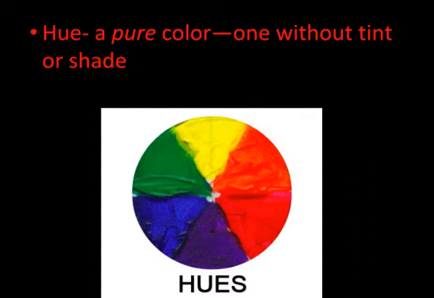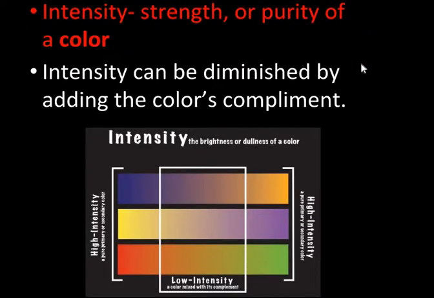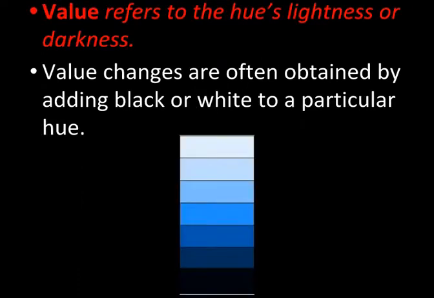And hue is simply the pure color, or one without any tint or shade. So that would be a pure red, or a pure blue, or a pure green, with no tint and no shade. Hue. Intensity is the strength or purity of a color, and intensity can be diminished by adding the color's complement. So if you were to take red and you want it to be a little less intense, you could add its complement, which is green, to get a lower intensity version of that hue.